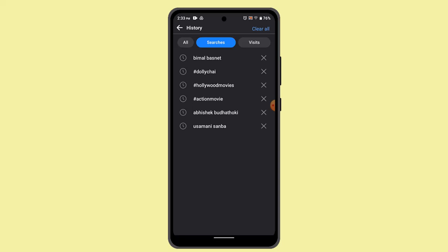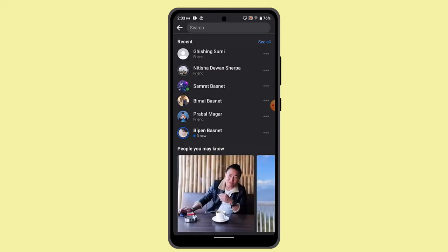However, this method is not a reliable way, and there is no such direct way of doing it. So you can just go ahead and try this alternative. So that's basically how you can find someone on Facebook by picture.